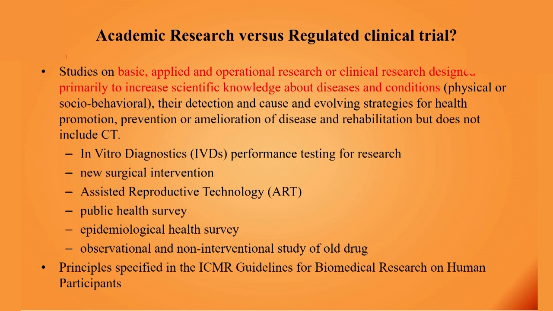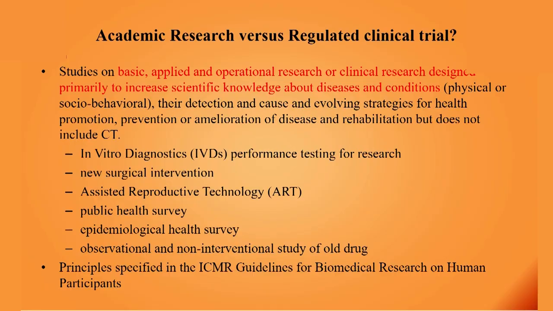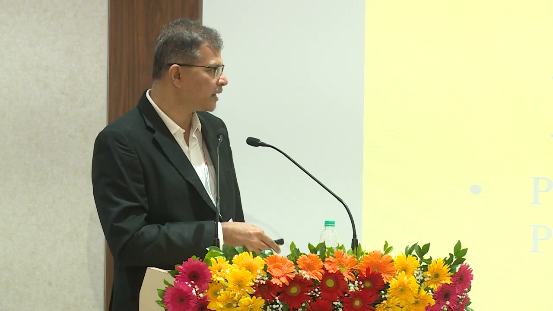Academic research can also involve those which are on the basic, applied and operational side. For example, you want to do a survey to find out how many children in, say, a ward area are malnourished. If you're doing something like that, that could also fall within the remit of academic research. You don't have to go to the regulatory agency to get approval for such a study. Studies involving in vitro diagnostics where you are doing performance testing for research, any new surgical intervention, assisted reproductive technology, and public health surveys are all governed by academic research policy, which is the ICMR guidelines. So you don't have to go to the regulatory agency for getting approval.